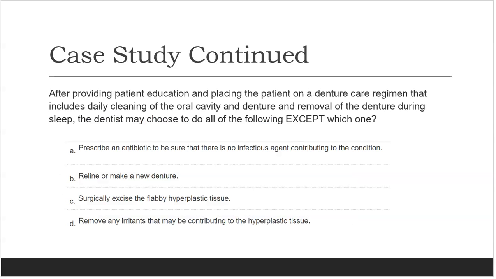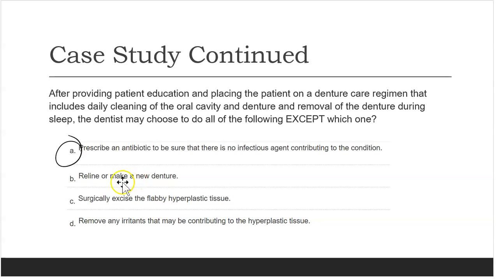Here's another question pertaining to that same case. After providing patient education and placing the patient on a denture care regimen that includes daily cleaning of the oral cavity and denture and removal of the denture during sleep, the dentist may choose to do all of the following except which one? Except prescribe an antibiotic to be sure that there is no infectious agent contributing to the condition, except reline or make a new denture, except surgically excise the flabby hyperplastic tissue, or except remove any irritants that may be contributing to the hyperplastic tissue. What is unlikely for the dentist to do?